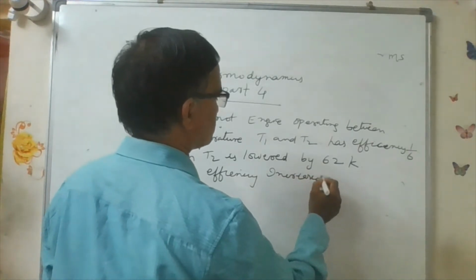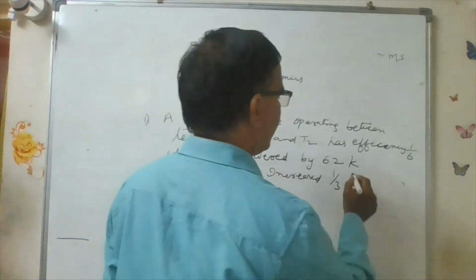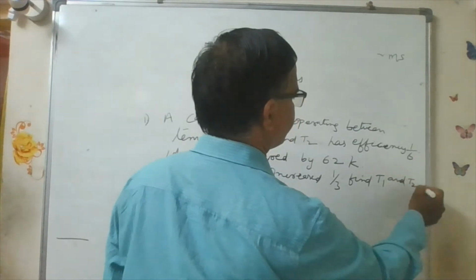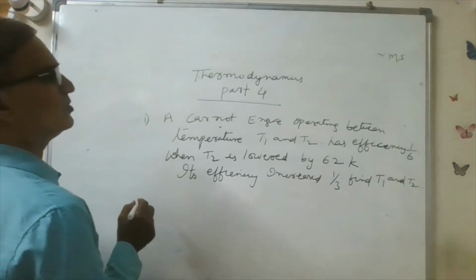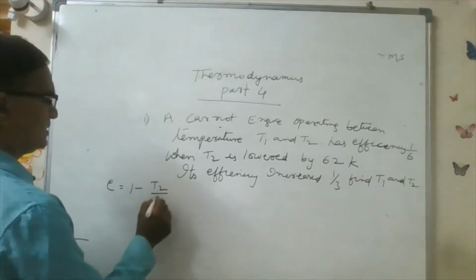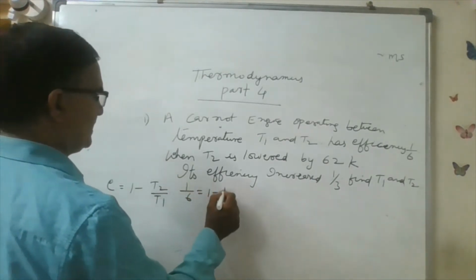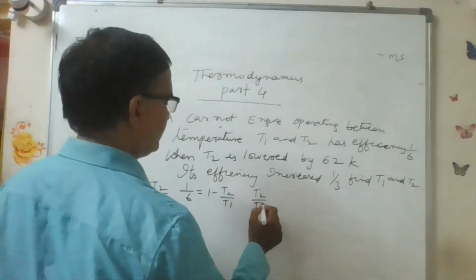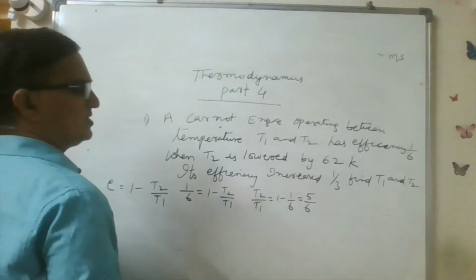Increase it to 1/3. Then find T1 and T2. Now you know efficiency is equal to 1 minus T2 by T1. Here you got 1/6, so 1 minus T2 by T1. Otherwise T2 by T1 can be written as 1 minus 1/6, that is 5/6 you have.